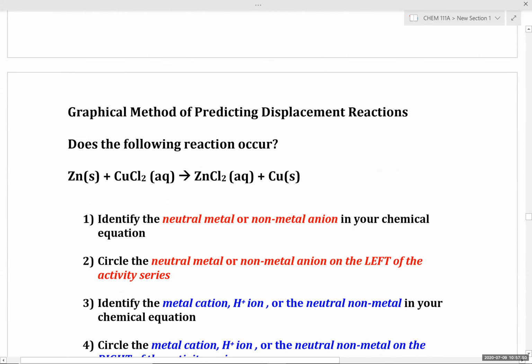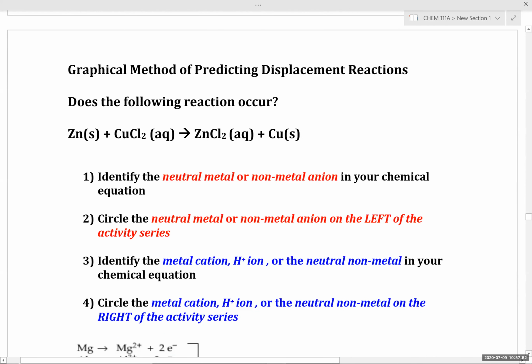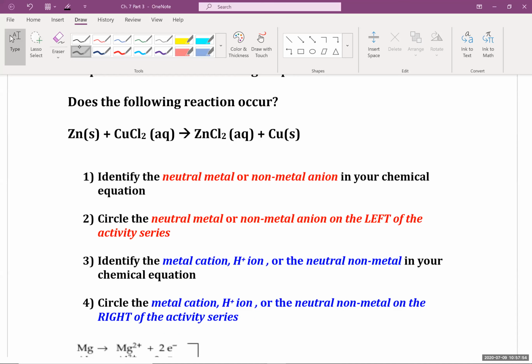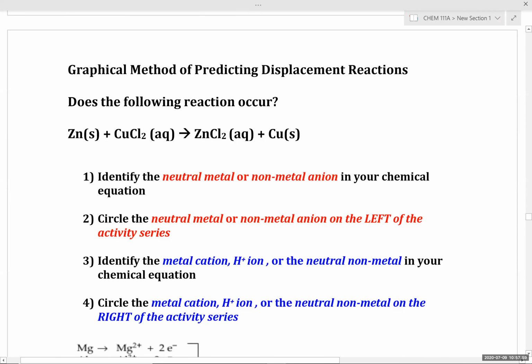So we're next going to look at a graphical method. I like this method because it's very easy to directly use the activity series. First and foremost, we have to identify the neutral metal or non-metal anion. So what is our neutral metal or non-metal anion in this case?